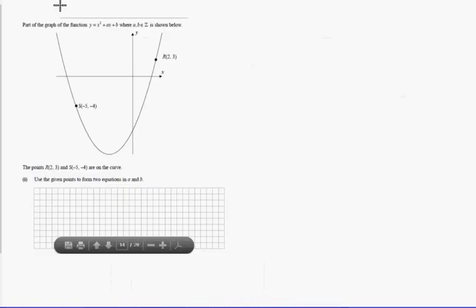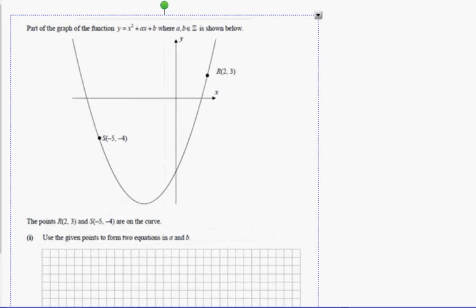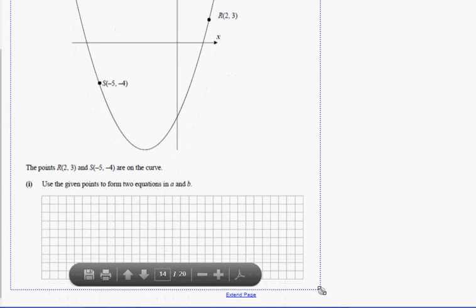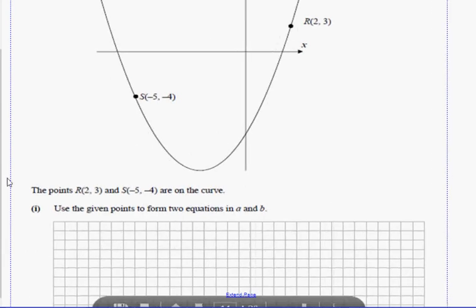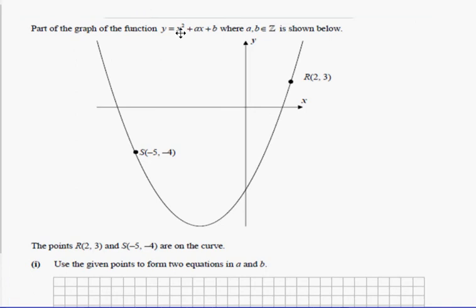Next one. The graph of the function. Part of the graph of the function y equals x squared plus ax plus b, where a, b are elements of Z. What does a, b element of Z mean? Can anybody tell me? a, b element of Z.